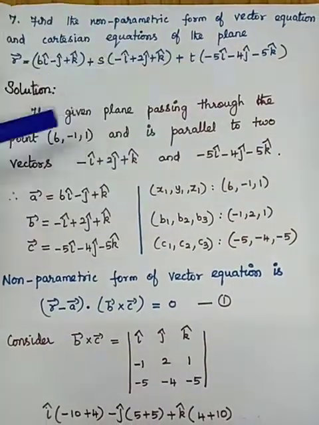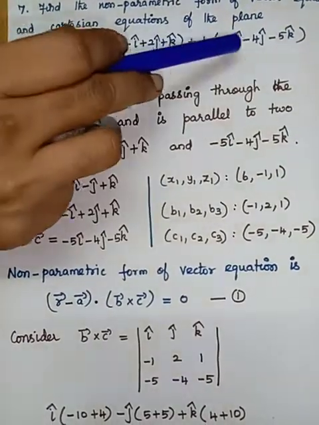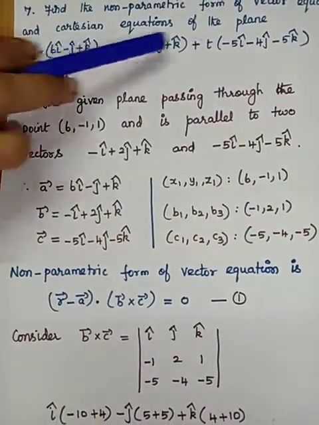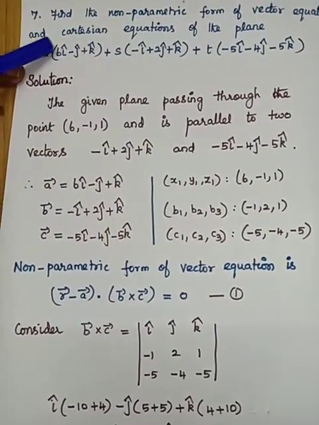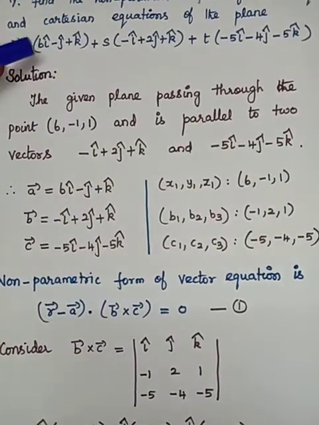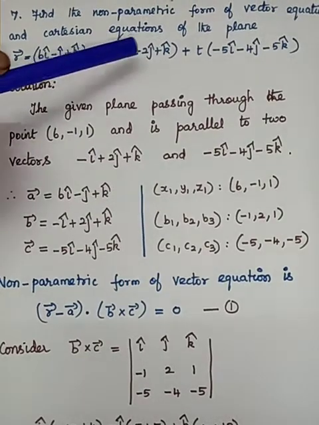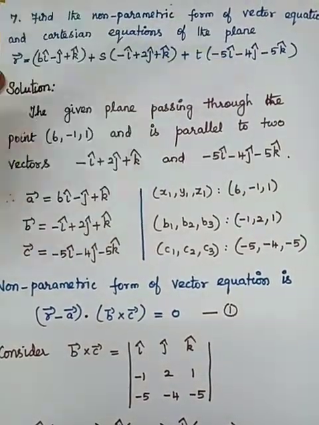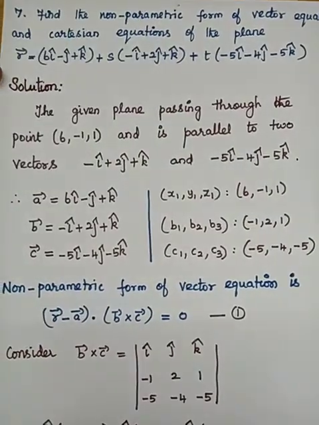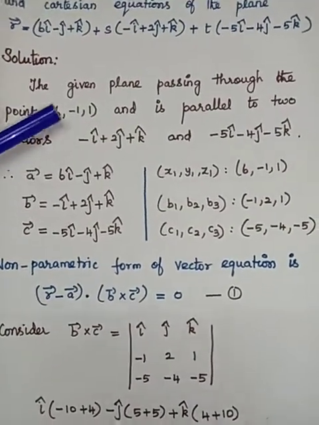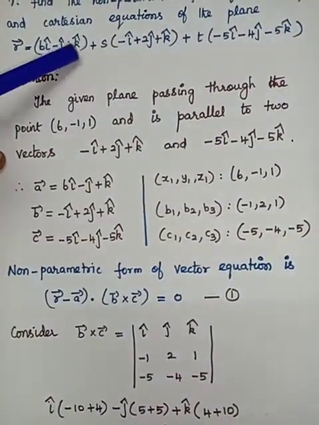So in our given plane, you see that this vector is without parameter. These two vectors are written along the parameters s and t. So that means the given plane is passing through the point, which point? 6, minus 1, 1. And it is parallel to these two vectors, because these vectors are enclosed with the parameter, so they are nothing but the parallel vectors of the plane. Therefore one passing point and two parallel vectors are given for this plane.